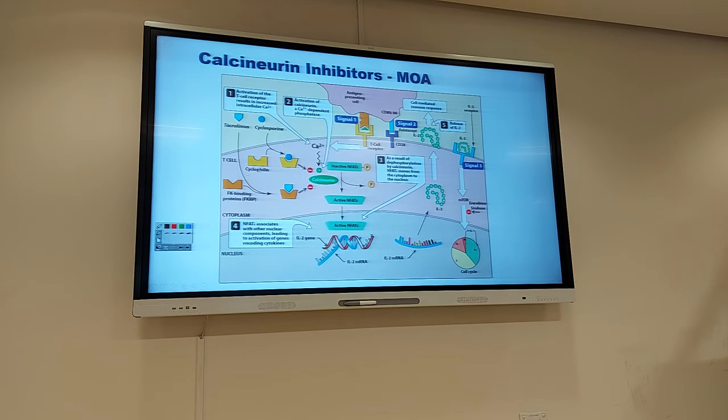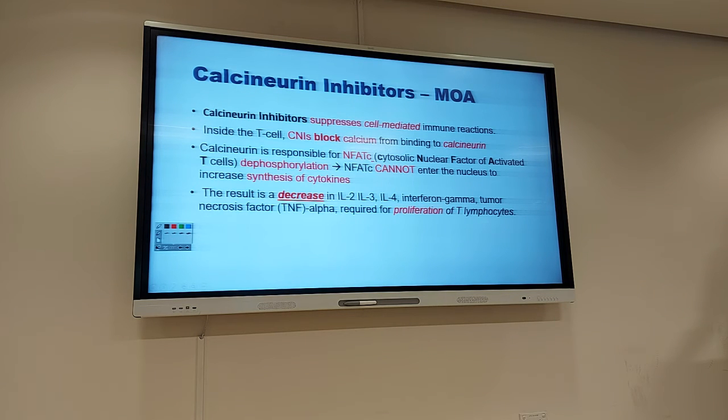But the only difference here is that cyclosporine binds to cyclophilin, whereas tacrolimus binds to FK proteins. But at the end they have this: they inhibit calcineurin, which prevents the activation of NFAT. So calcineurin-mediated, this is just what I mentioned, inhibits NFAT so it cannot enter the nucleus and hence prevents the production of interleukins and synthesis of cytokines.